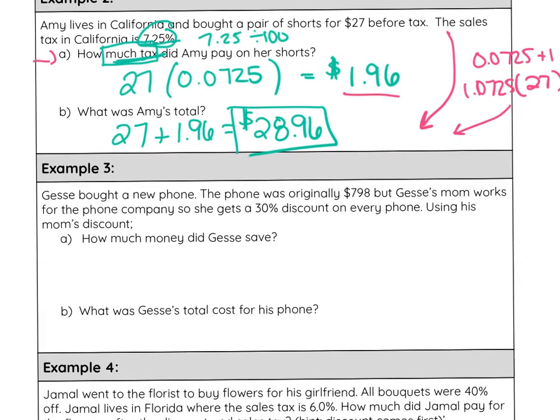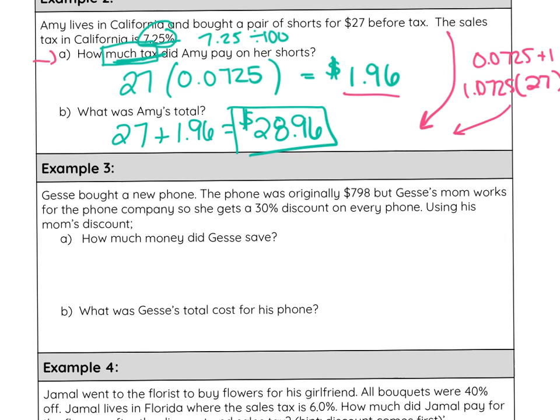So Jessie bought a new phone. The phone was originally $798, but Jessie's mom works for the phone company, so she gets a 30% discount on every phone. Using his mom's discount, how much money did Jessie save, and what was the total cost for his phone?